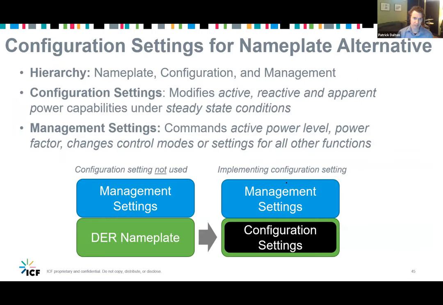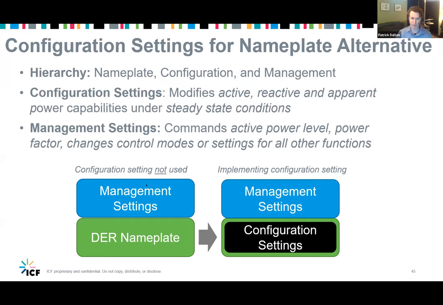Putting those pieces together, there's a hierarchy here. The nameplate is what the device is shipped with, oftentimes literally stamped or stickered on the side of it: here are the nameplate capabilities of this device. This is what it was tested to, and out of the box, here's how it operates. The configuration setting could modify that nameplate as we talked about, and then the management setting could further reduce the power output from the configuration setting.